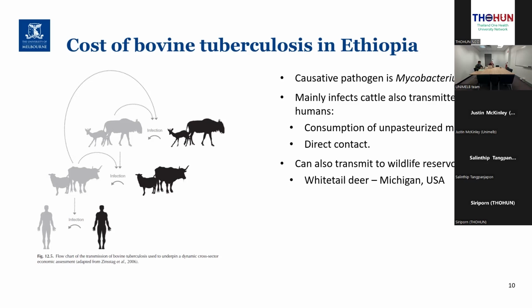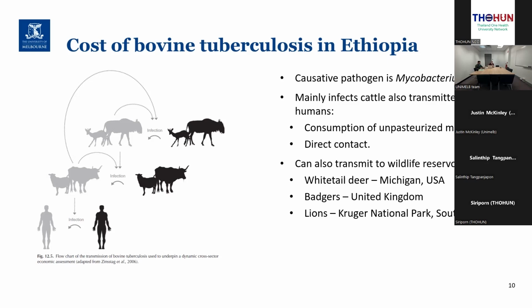So some examples of reservoir species for bovine tuberculosis are white-tailed deer in Michigan in the United States, badgers in the United Kingdom, or there was a case for lions in the Kruger National Park in South Africa.